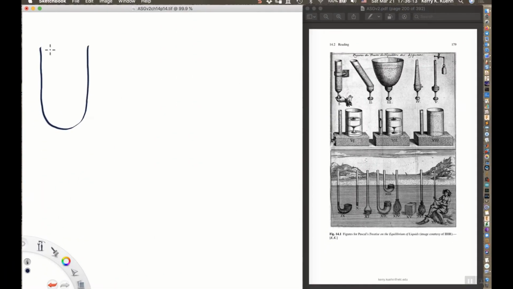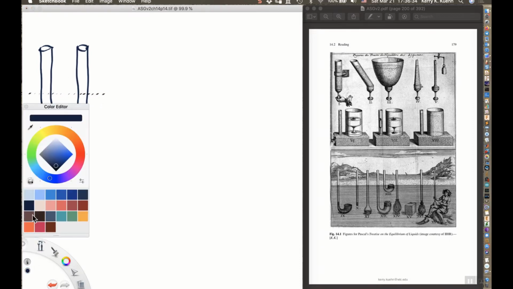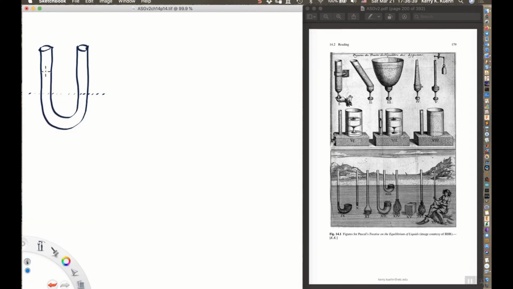So let's imagine that we have a recurved tube. Imagine a glass tube of a uniform diameter that's been curved like this, so it's got a left side and a right side. I'm going to suggestively just draw a line here for the moment. You'll see why I'm doing that. Let's suppose that in the left-hand side, we initially pour water, so there's water up to this level.